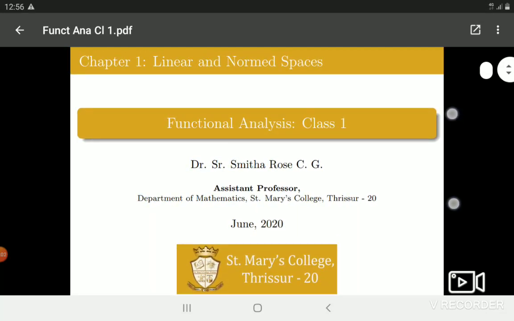Hi all, today in this video we are going to start the classes of functional analysis for the third semester MSc for Calicut University. So from the 2019 batch onwards the textbook has been changed. I am Dr. Sister Smitha Rose C G.